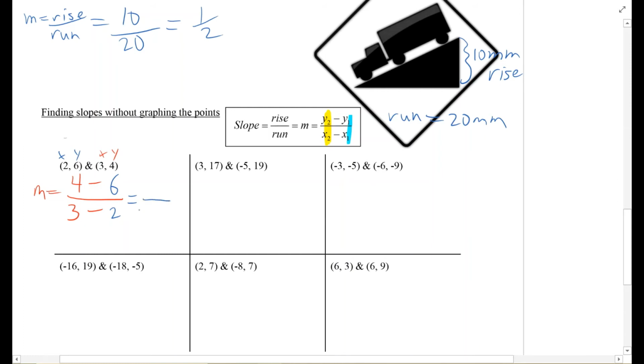What's 4 minus 6? -2. 3 minus 2 is 1. Simplify that. What's the answer? -2. Okay, let's do the next one.